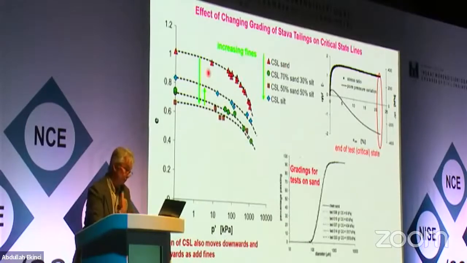People often cite my work, saying that this sort of curvature of a critical state line is the result of breakage, which is probably starting around here. No, it's not. These are the gradings for the pure sand, before and after testing. And there's no breakage. So there's no breakage of any of these different mixtures. No, the curvature is not from breakage.